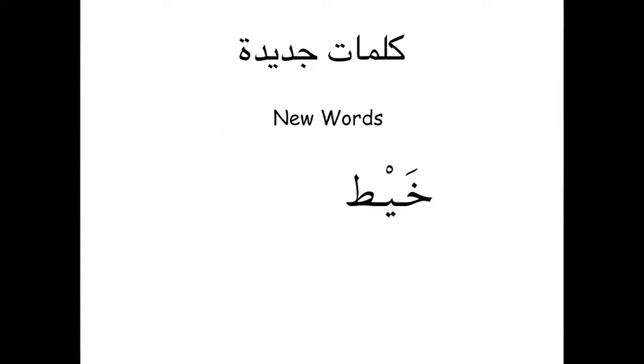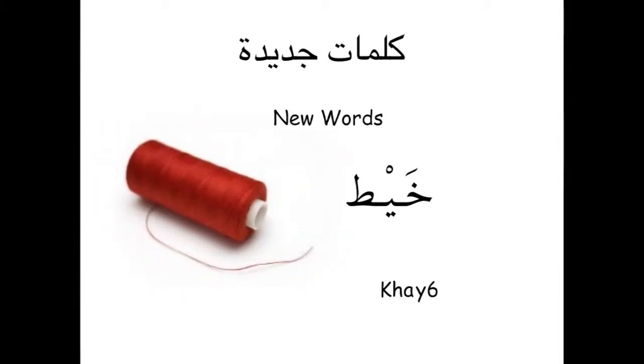Okay, kha with a fatha is kha. Remember, KH is kha. Ya with a sukoon is the sound of a Y, E. And then ta is t. That makes khayt, which means a thread.